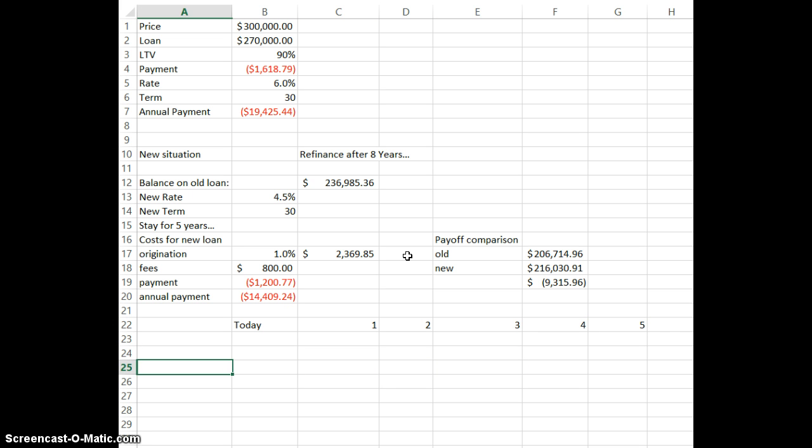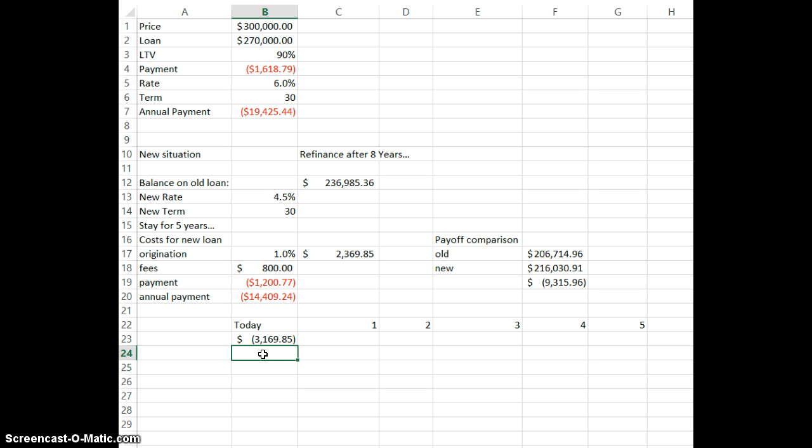So today, what does it cost us today for our new loan? And that number is simple. It's going to be the origination fees as well as the upfront fees as well.